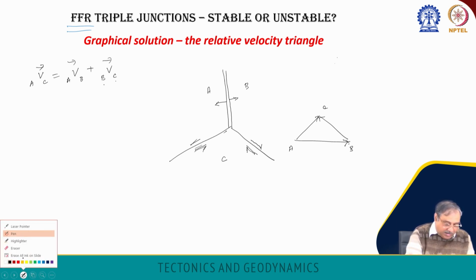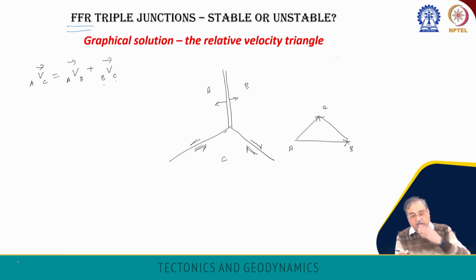Now I'll use the red one. Using this particular strategy, how do we plot in the positions of the boundaries on this triangle? We'll use the same principle. On the relative velocity triangle, we have to draw in lines which are parallel to the orientations of the boundaries. So let's take the boundary between plates A and C. This is the orientation of the boundary between plates A and C.